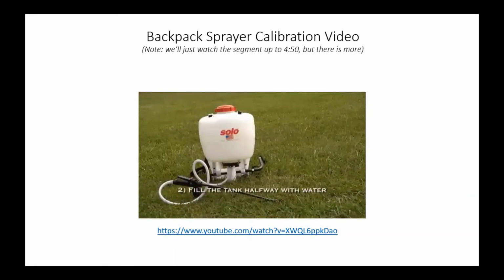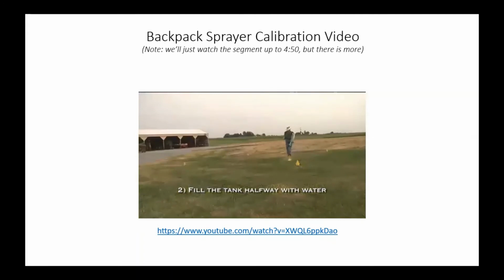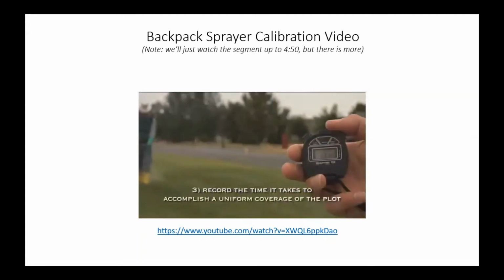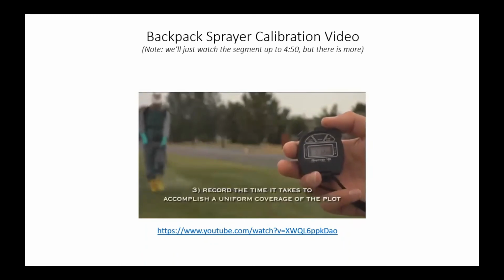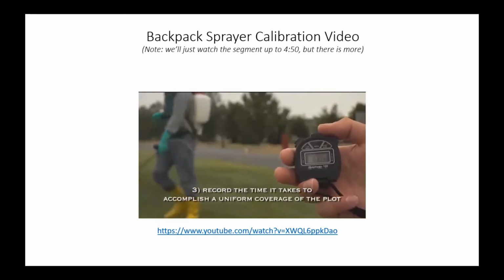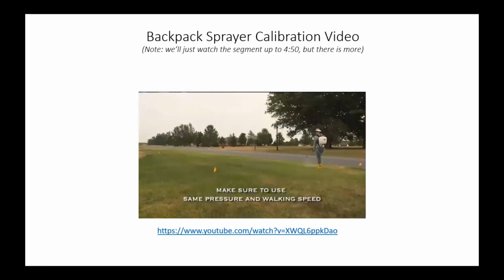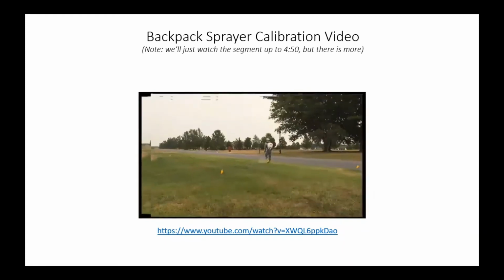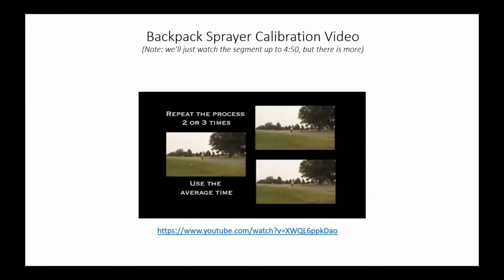Step 2. Fill the sprayer tank halfway with water. Never calibrate with actual product, so you'll not need to worry about exposure to hazardous products while you're conducting the test. Step 3. Record the amount of time it takes to accomplish a uniform coverage of the 50 by 20 foot plot. Make sure you're using the same operating pressure and walking speed throughout. If possible, repeat the process 2 or 3 times and use the average time.